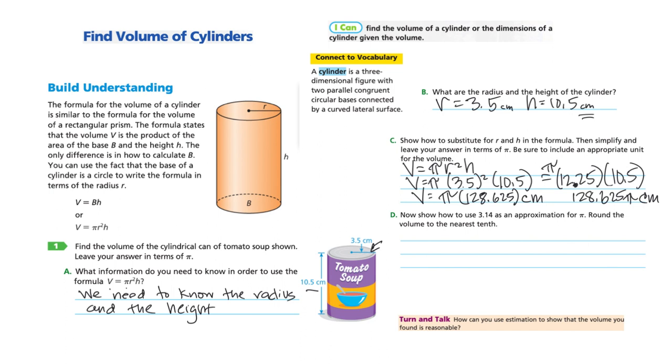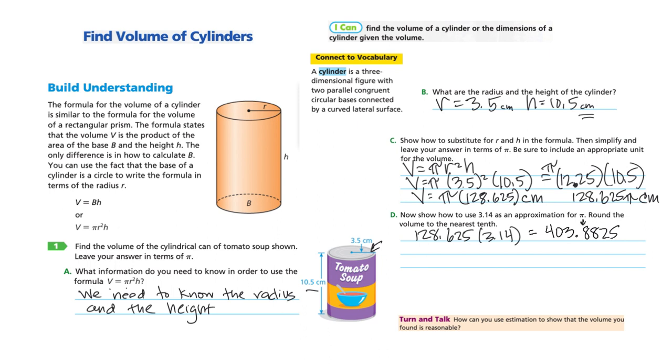D, now show how to use 3.14 as an approximation for pi. Round the volume to the nearest tenth. So now what they want you to do is take this 128 and 625 thousandths times 3.14, which equals approximately 403.8825. And then they say round to the nearest tenth.